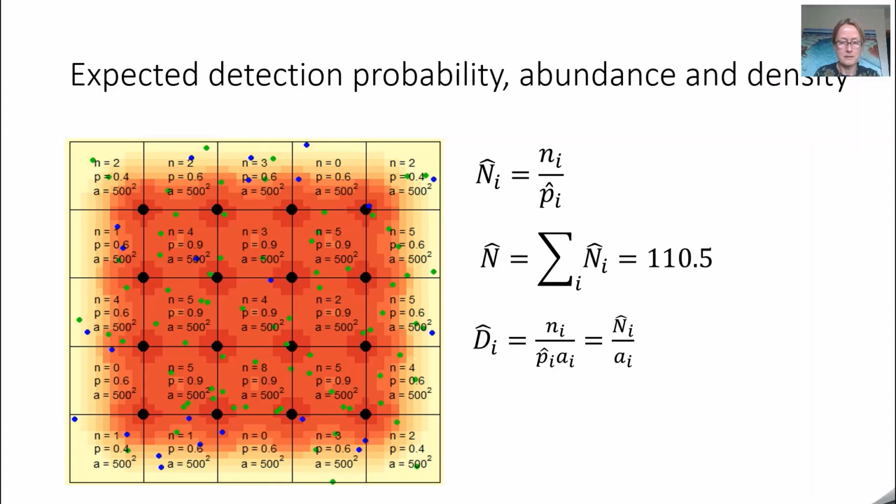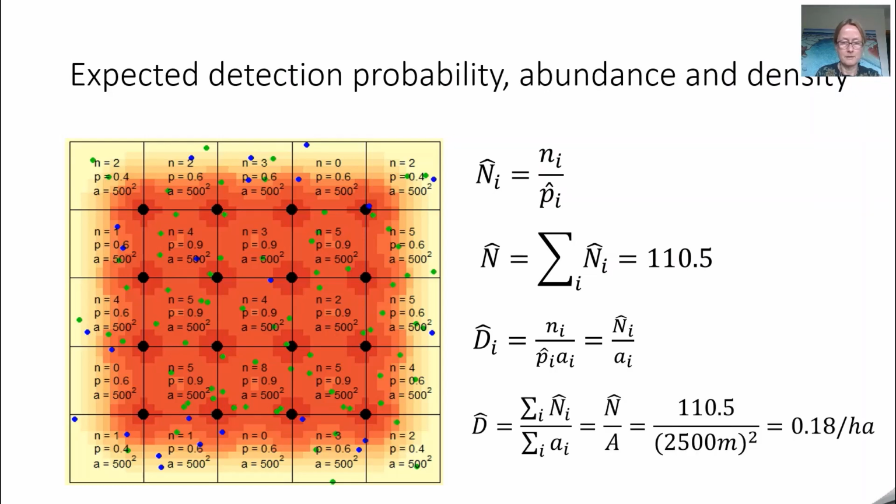So lastly, we can also get an estimate of the average density in the whole study area, which is simply the total abundance estimate divided by the total area in the study area. Notice that I changed the units to hectare in this last step, which is what is generally done using the R package ASCR. Otherwise, the density estimate would be very, very small if you left the units as meters.